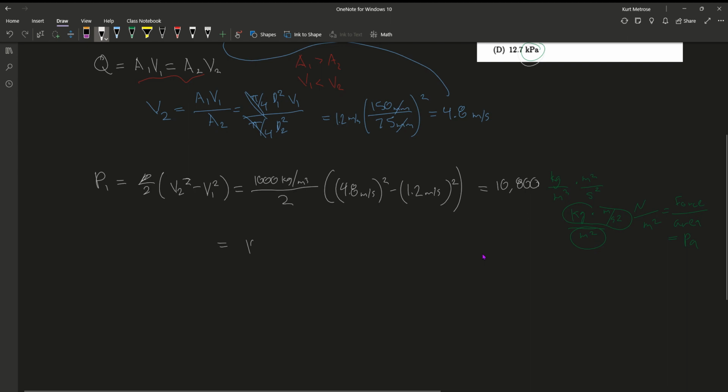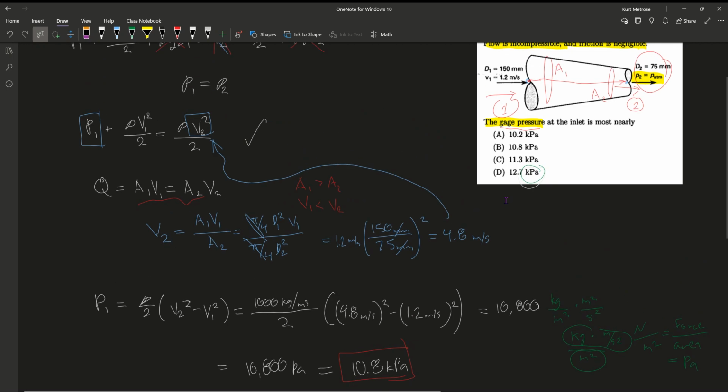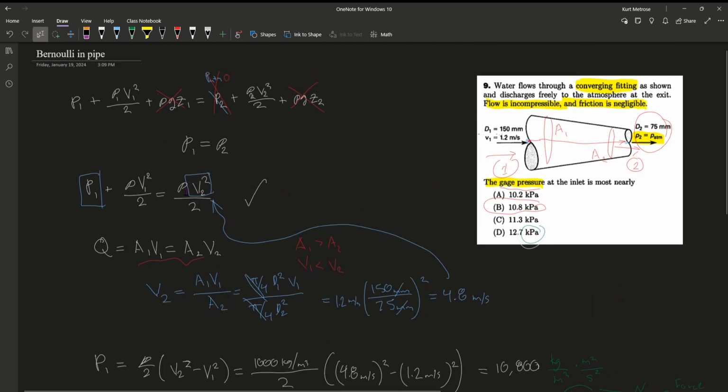So now we have 10,800 pascals, and we want this to be in kPa, so we're going to divide it by 1,000, and you get 10.8 kPa. So that is your final answer. And then you'd see that we can now move on to the next problem. When you're taking exams, you can do it a lot quicker, but I wanted to go through all the steps here, right?